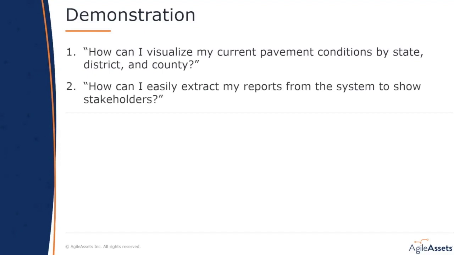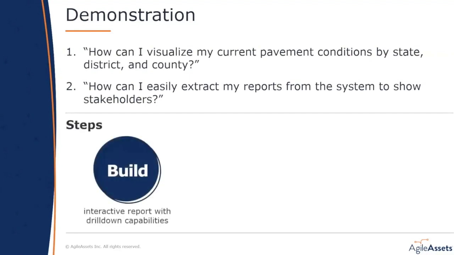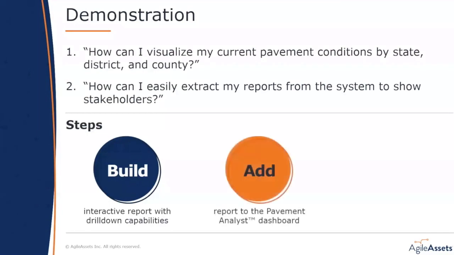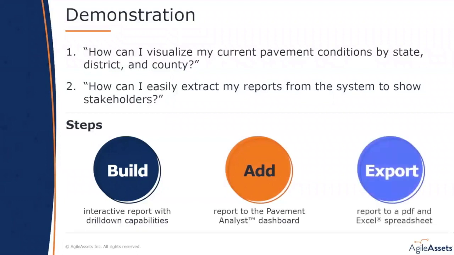So what should our plan of attack be now that we know the actions are available to us? Well, first, let's build a single report that has drill down capabilities. That way we can see the state, district, and county data all in one place. Then let's add that report to a dashboard. That way it's easily accessible to users when they open the Pavement Analyst solution. And then last, we'll extract the data and images from that report. That way we can send it off to the boss with a few simple clicks.